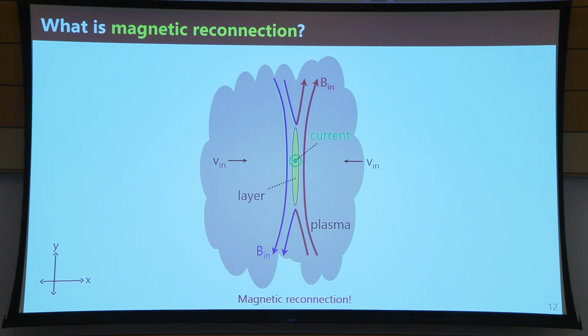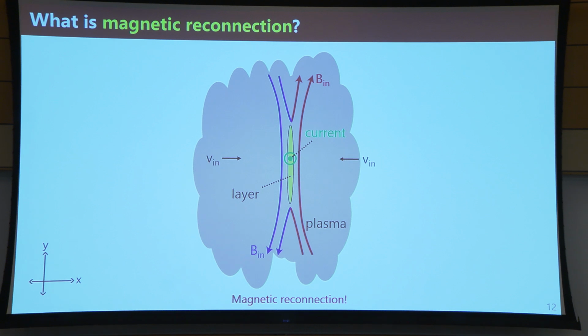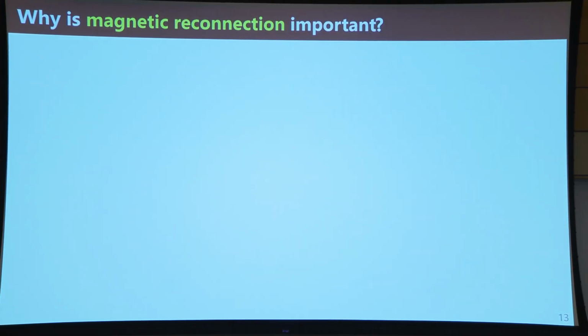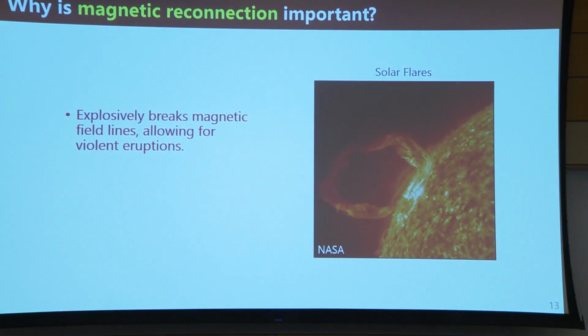The object in our system that we'll focus on for this talk is at the center in yellow. This is the reconnection layer. This is simply the region where magnetic reconnection occurs. It is a small location of the overall plasma environment. So with that background, why should we care about magnetic reconnection? What ramifications does it have?